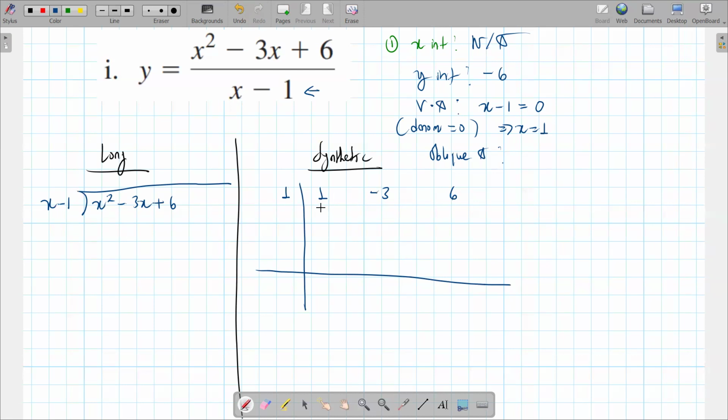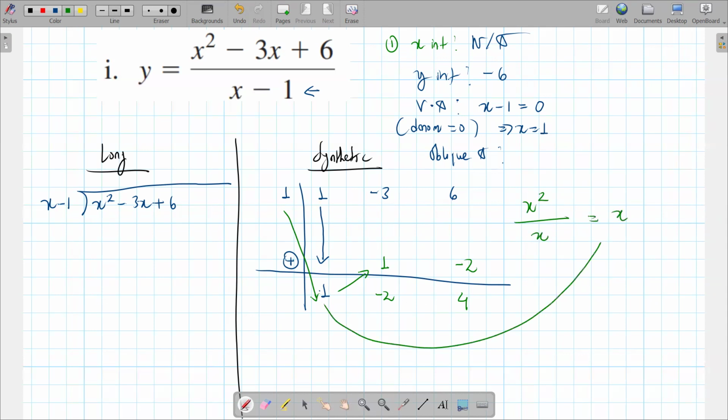In synthetic division, this first number always comes down as it is. And then you multiply it with the divisor. So for the next term, it'll be 1 times 1, positive 1, and then you add them. -3 plus 1 is -2. 1 times -2 is -2. You add them, 4. Because we had an x squared in the numerator, we divided this by x. The power of this is x.